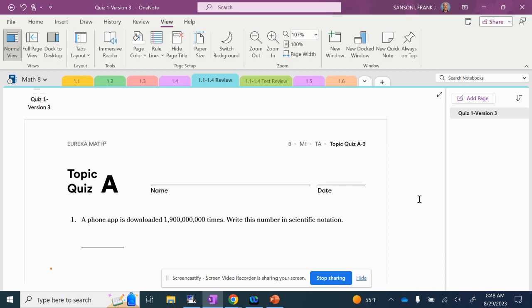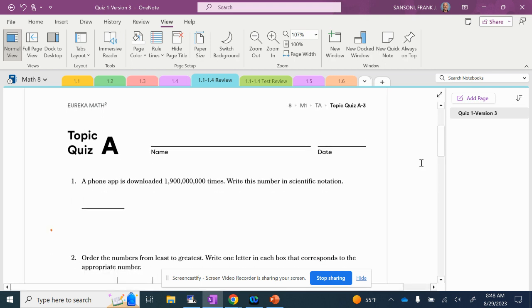Okay, here we go. Welcome to your topic A quiz. There are six questions on your first quiz of eighth grade. You have your magical piece of paper in front of you. It's folded into four, so you have four sections on the front, four on the back. If we only use one question per box, you'll have two boxes left at the end.